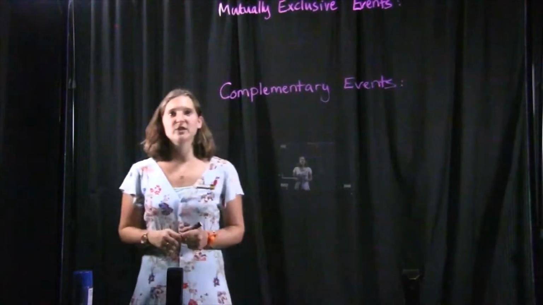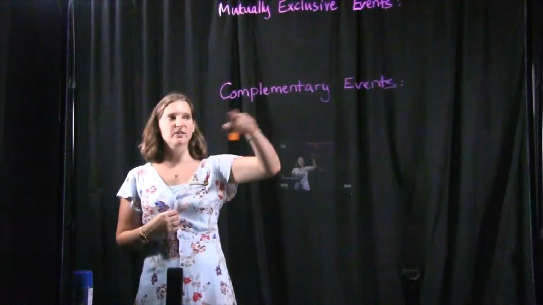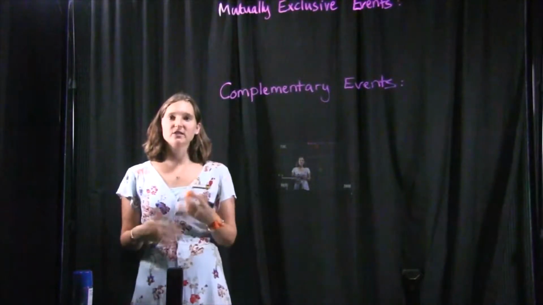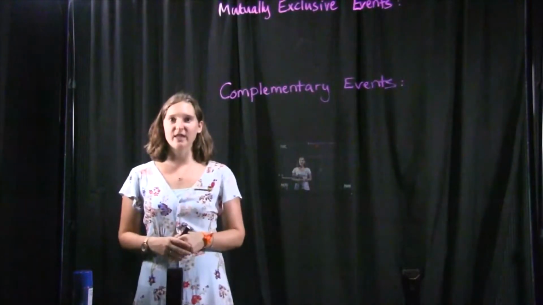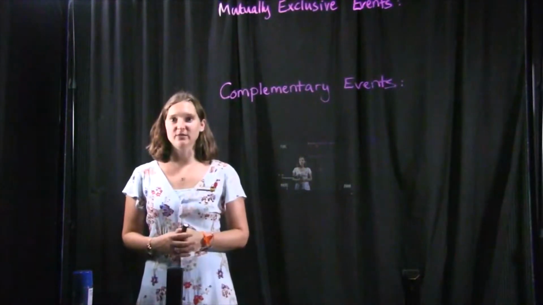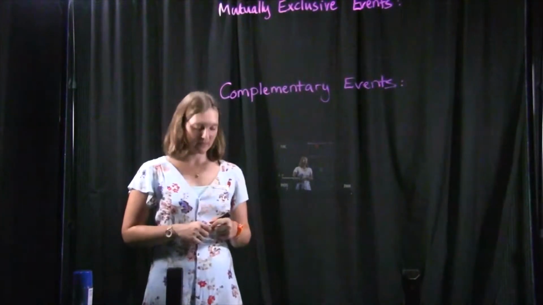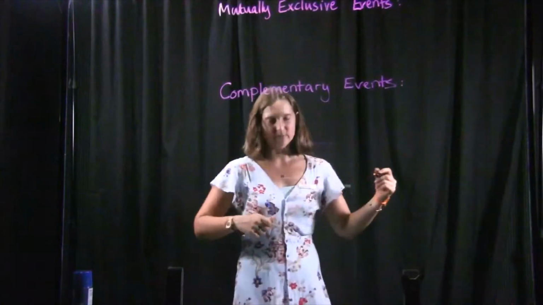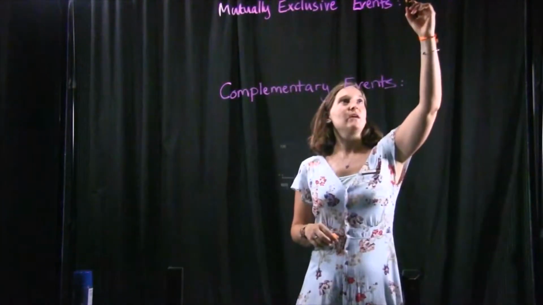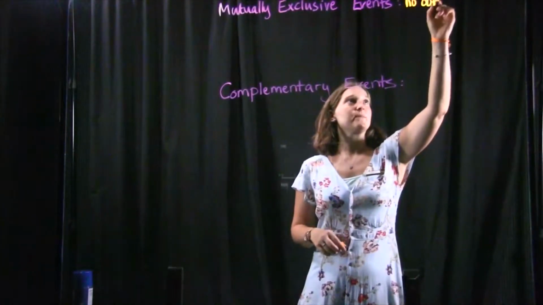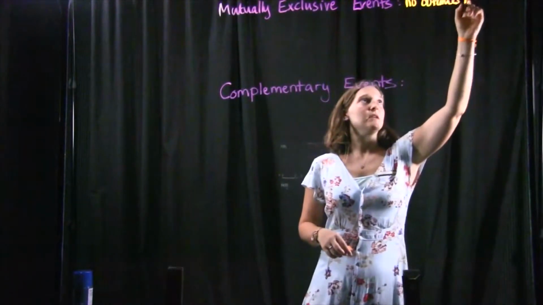We're now going to move on to look at mutually exclusive and complementary events. These are two types of events that you can have in a scenario where you're looking to find the probability of something. A mutually exclusive event means that we have no outcomes in common.